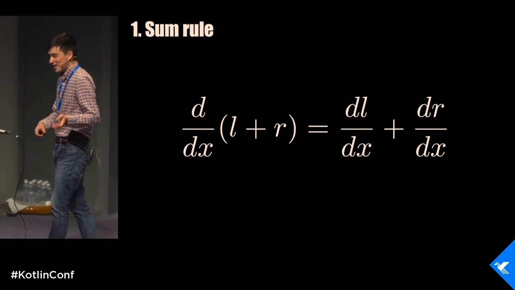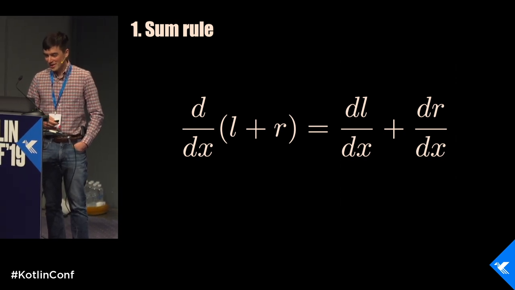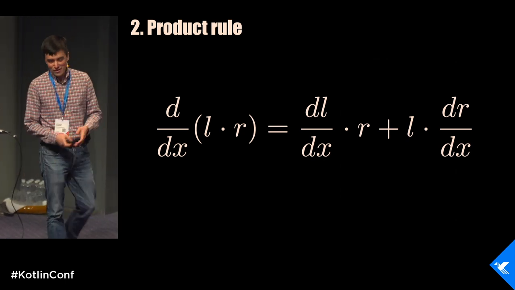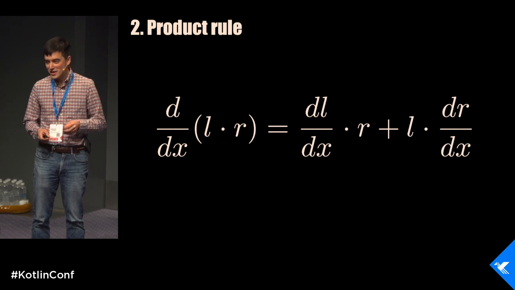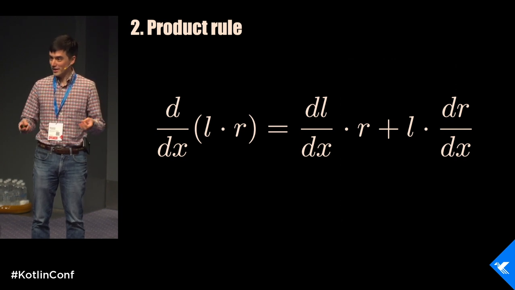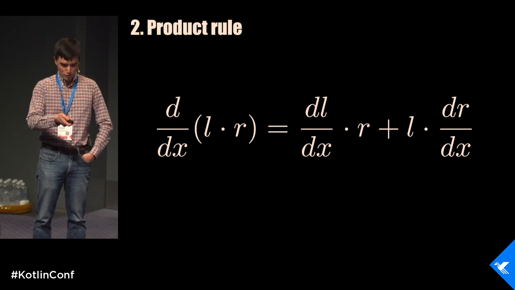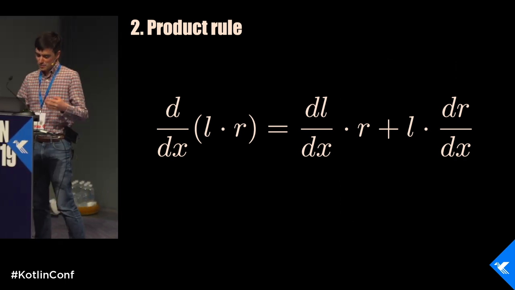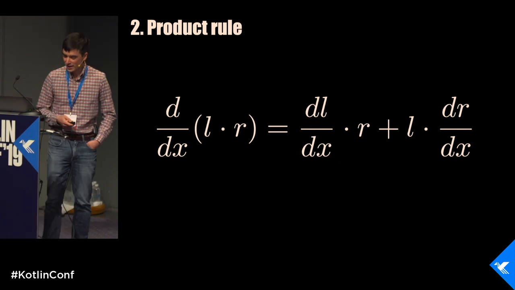Right, and this is very amenable to a functional approach. Similarly, for multiplication, if you have a product of two functions, then you can take the derivative of the left times the right, and the derivative of the right times the left, and add them together. So you multiply this by the original values, and then add them together. Right. So this is the product rule.